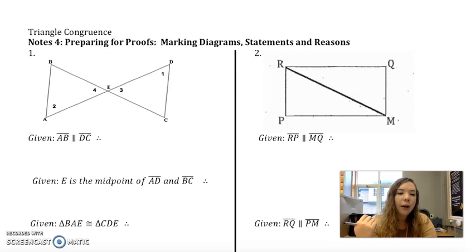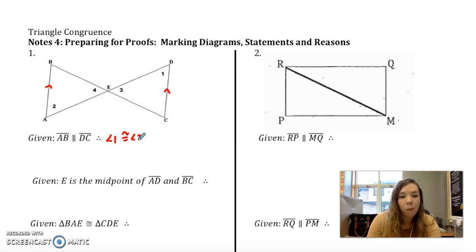So here it says given AB is parallel to DC. So let's mark that on here. AB was parallel to DC. We could say, and they said, therefore, angle 1 is congruent to angle 2 because they'd be alternate interior. And we could also say 3 and 4 are congruent, but that's not necessarily because they're parallel, it's just because they're vertical angles. Vertical angles are always congruent.